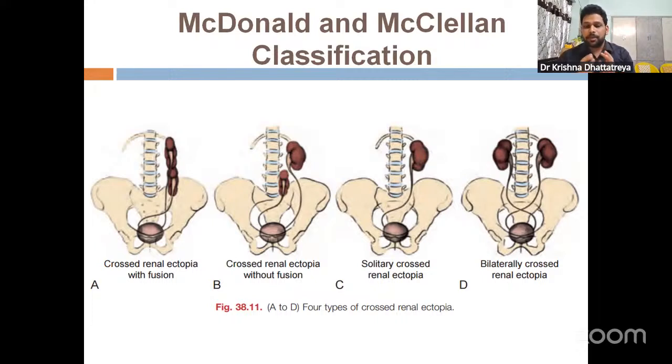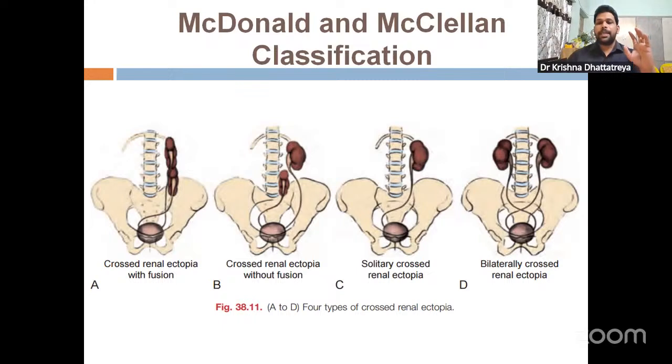Here, in crossed ectopia, the normal kidney is present on one side, and the ectopic kidney, which is present on the opposite side, is fused to the kidney. Then it is called crossed renal ectopia with fusion. If it is not fused, but the insertion of the ureter is on the opposite side, then it is crossed renal ectopia without fusion. If there is only a single kidney, located on one side, and the insertion into the bladder is on the opposite side, that is called solitary crossed renal ectopia.